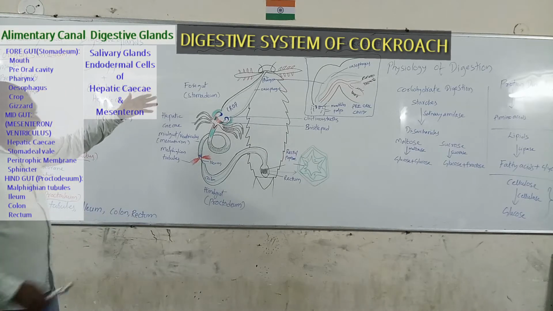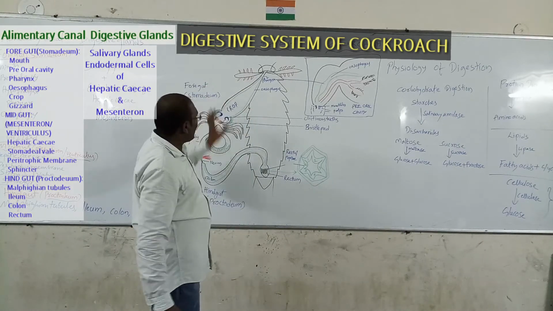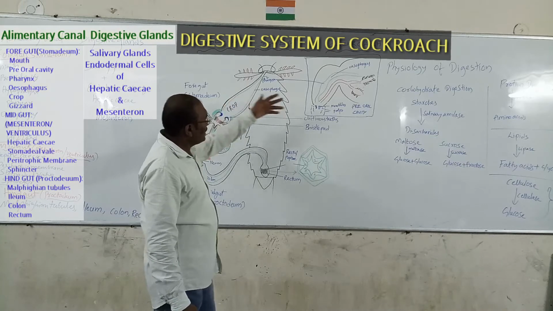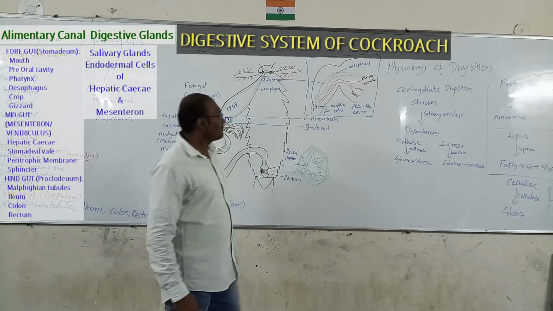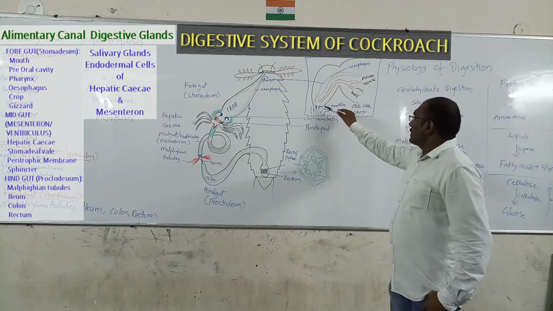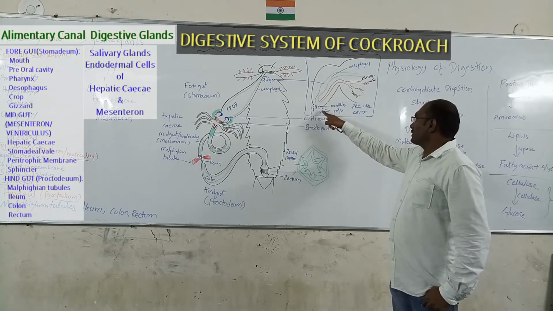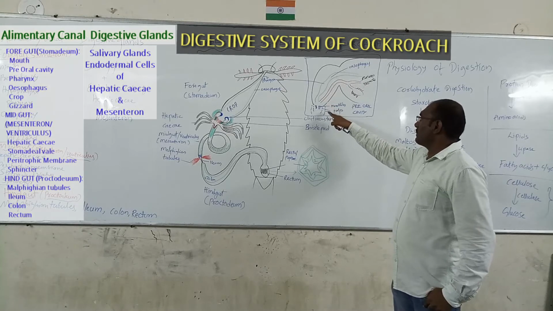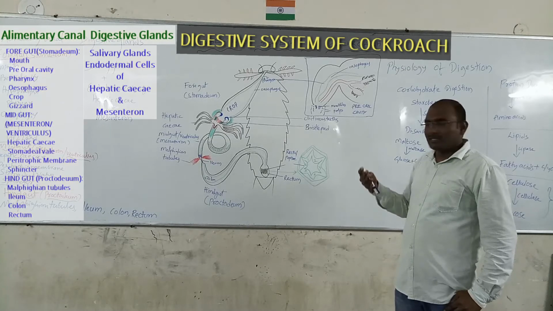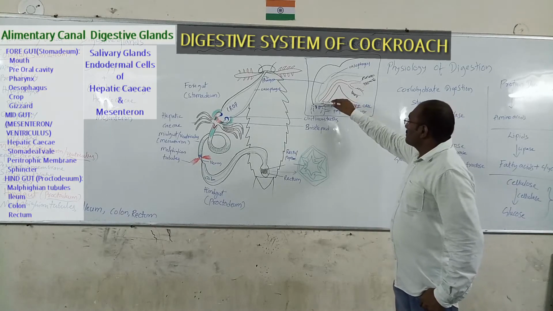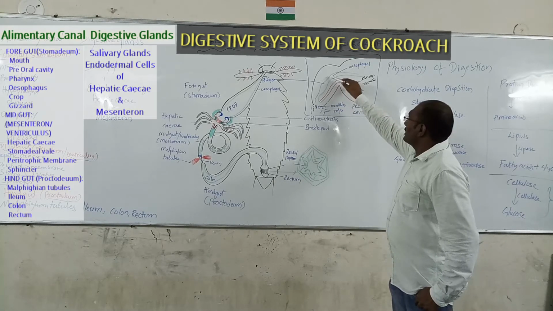In the foregut, a narrow esophagus is present and later a distensible crop is present. Before this, if you see this diagram, it is a lateral section. This is the preoral cavity. There is a mandible for chewing and mastication. 3-segment labial palp and 5-segment maxillary palp are present. Upper labrum, lower labium is present. This preoral cavity leads into this pharynx and later esophagus.